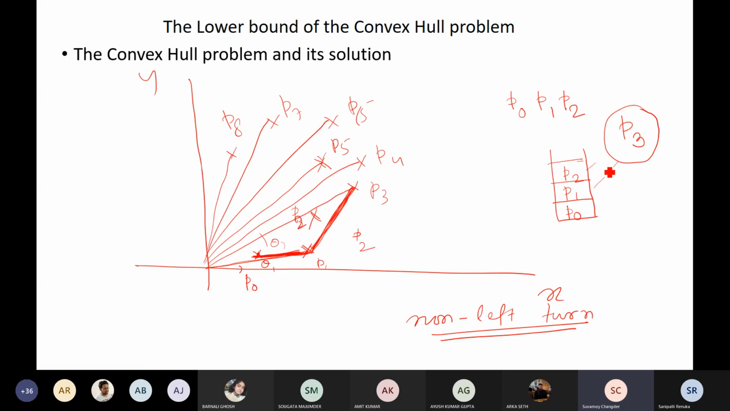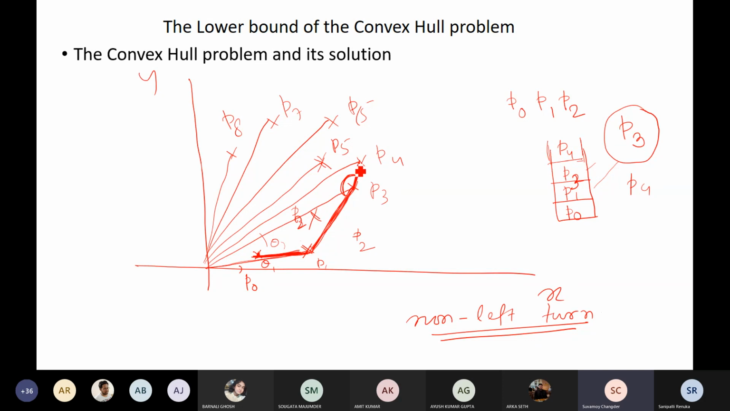Then next we will check whether P4, P3 and P1... that means the new, now it is P3. So the new entry P4 is being created. So is it creating a non-left turn or not? No, this is a left turn. So therefore we can connect this here. So that means now P4 is within the stack, right?